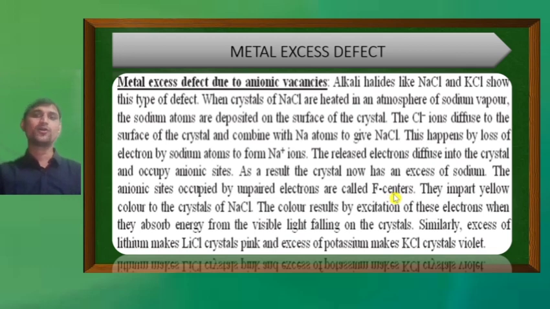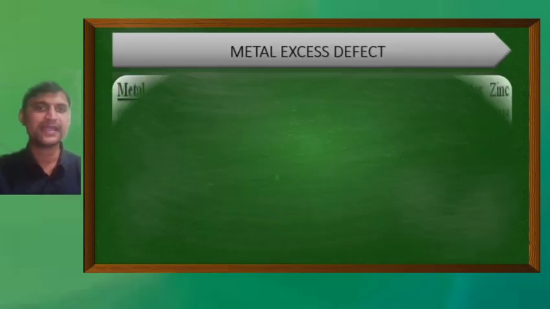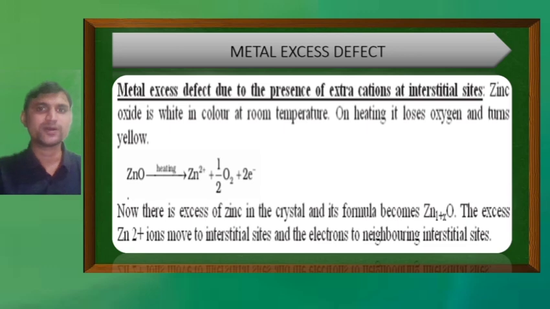And because of this, that particular solid or crystal imparts a yellow color, and that's why they impart the yellow color to the crystal of NaCl. Now the next point, metal excess defect. This is also another technique.